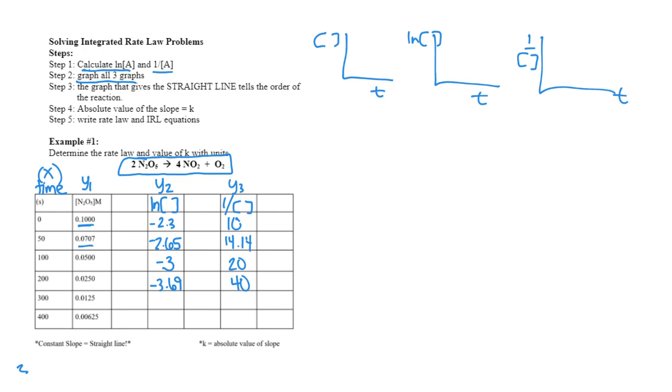If this one gives me the straight line, then it's 0 order. This would be first order. This one would be second order. Now, instead of having to draw all 3 graphs, I'm going to show you a little shortcut for figuring out which graph gives you the straight line. We can go ahead instead and calculate slope values.